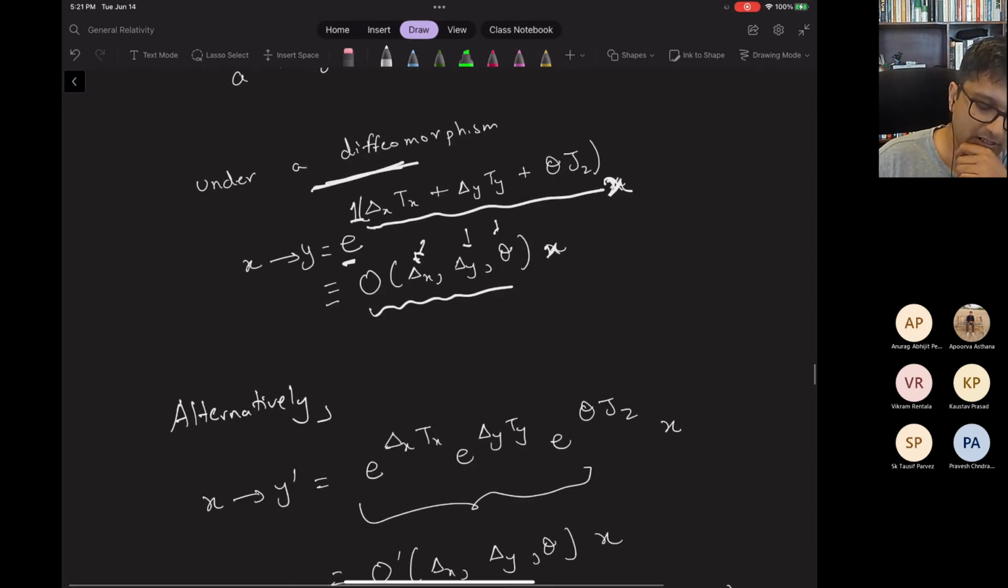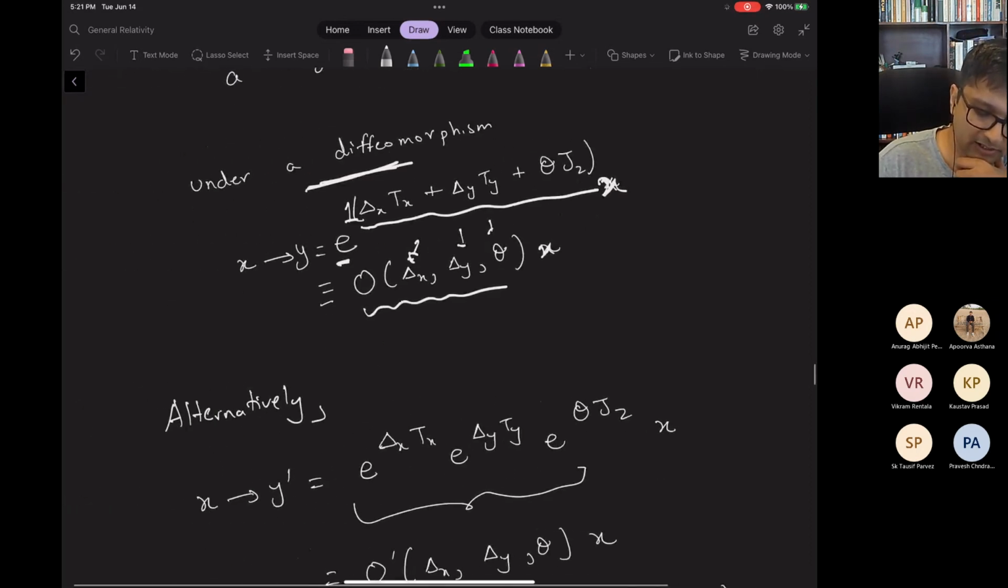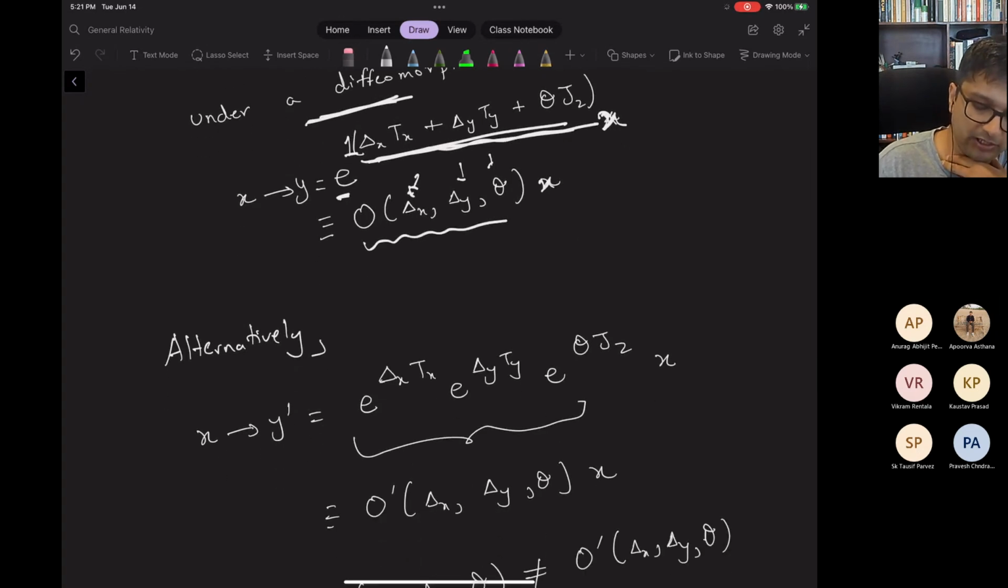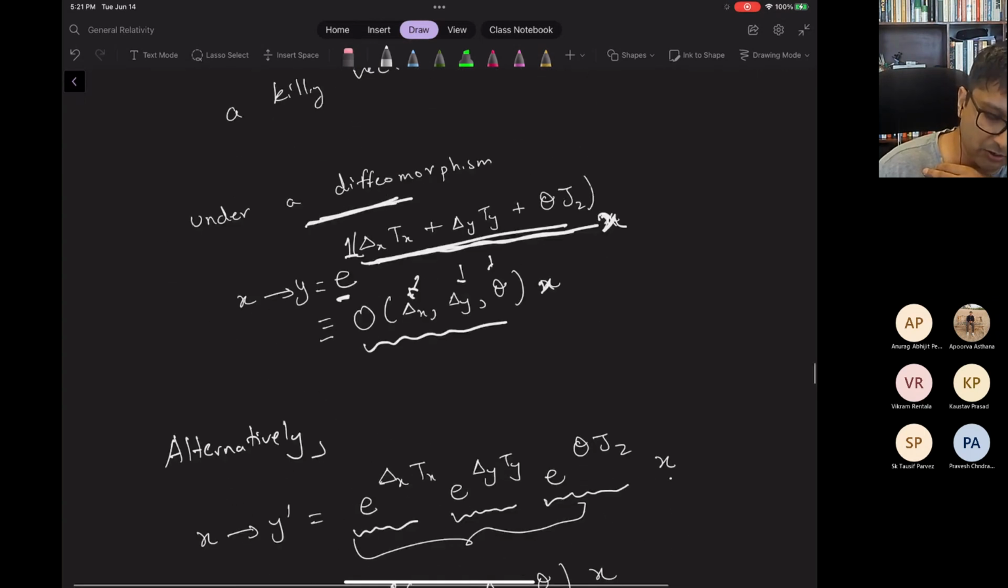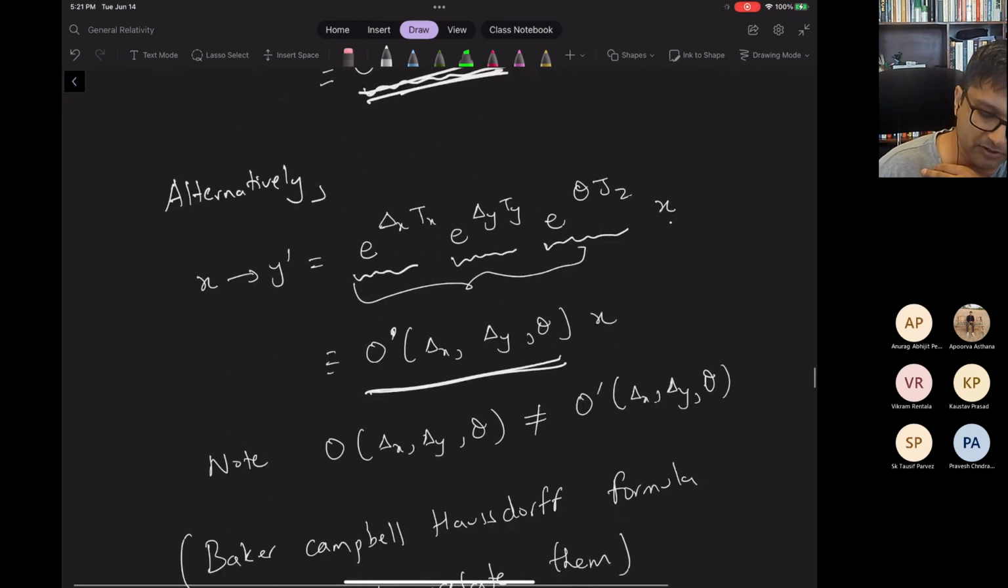Alternatively, instead of doing this as a one-shot killing vector, I can think about doing a series of transformations, first by performing a rotation, then a translation in the y direction, then a translation in the x direction. So this is a different transformation on x, which is O prime using delta x, delta y, and theta. In general, these two transformations are not the same. This O prime will not be the same as this O.